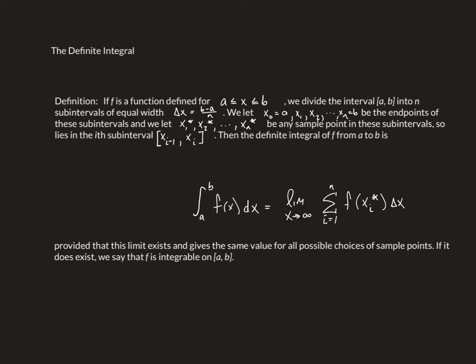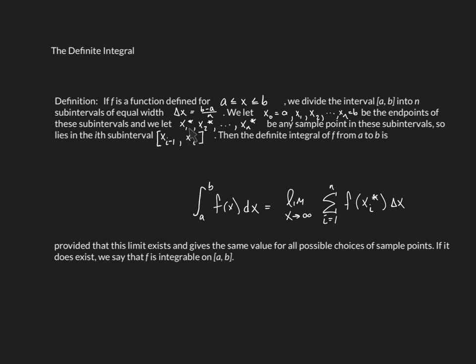So if f is a function that's defined over some interval from a to b, we divide that interval into n subintervals, which is what we've been doing. And those subintervals have an equal width that we've been calling delta x. And this is how we've been calculating that delta x. So we let x sub 0 be a, that's the beginning of that interval, and then we have an x1, which is going to be a plus delta x, and then an x2, which is x1 plus delta x, and so on, all the way until we end up at b, the end of this interval.